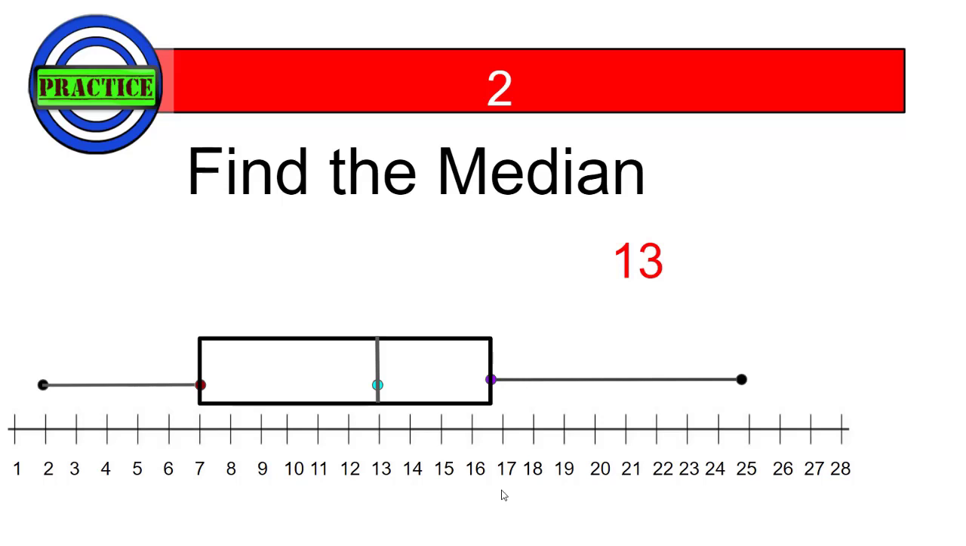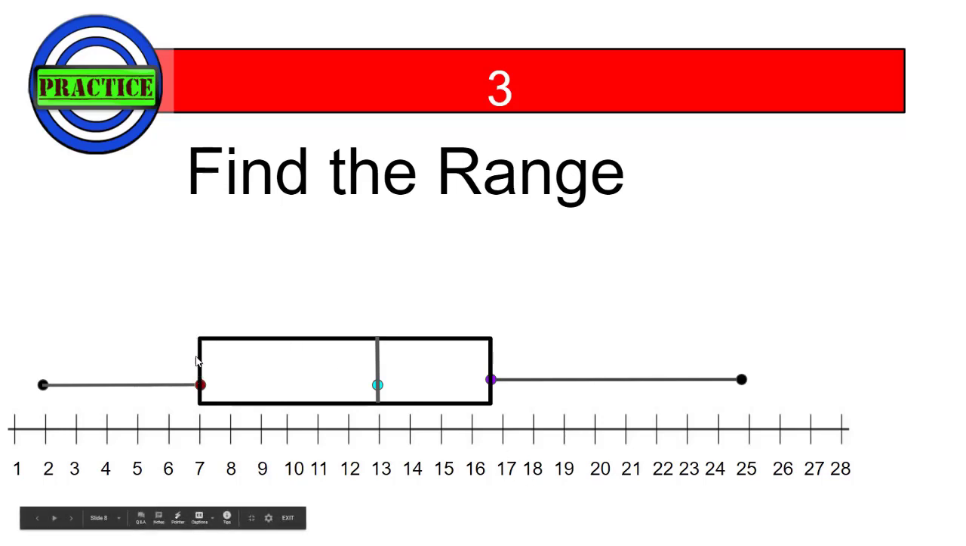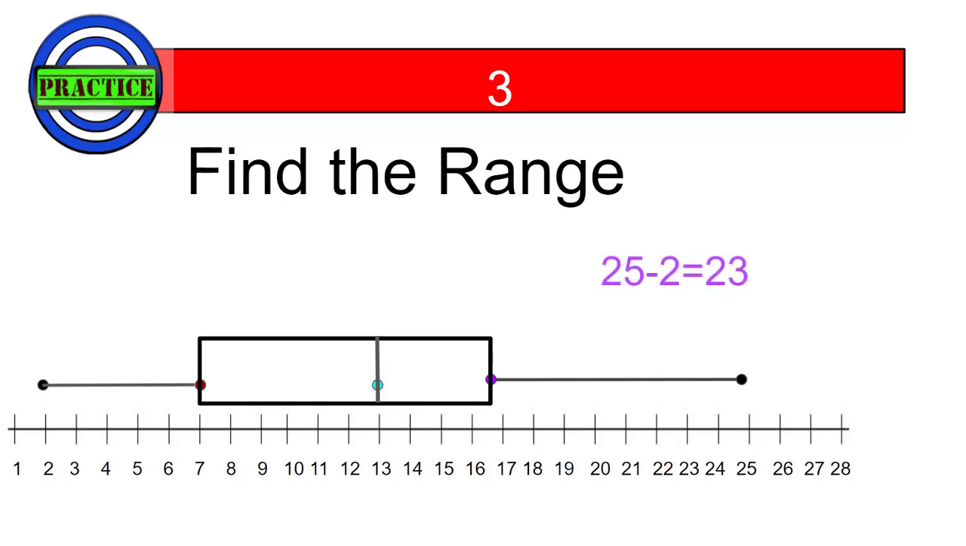Another question you may be asked is, what's the range? Remember, the interquartile range is dealing with the inner 50% of our box, these two numbers, but the range is our lowest number and our highest number, and we would subtract those. 25 subtract 2 would be 23.